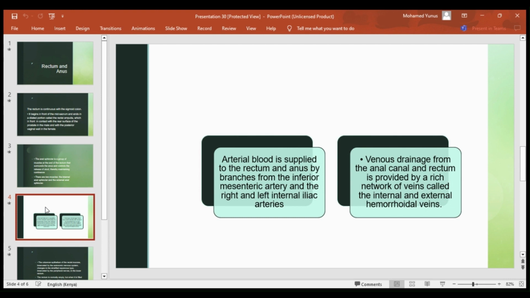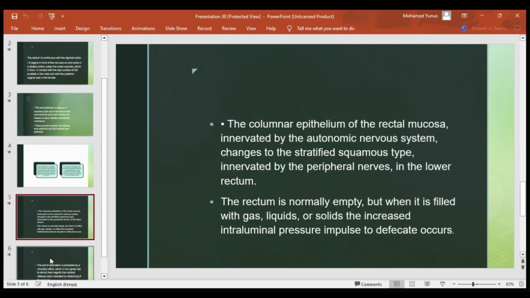Then the venous drainage from the anal canal and the rectum is provided by a rich network of veins called the internal and external hemorrhoidal veins. We also find that the columnar epithelium of the rectal mucosa is innervated by the autonomic nervous system, and it changes to stratified squamous type and is innervated by the peripheral nervous system.